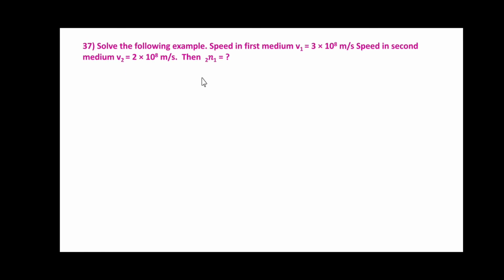Solve the following example. Speed in first medium V1 is equal to 3 into 10 to the power 8 meter per second. Speed in the second medium V2 is equal to 2 into 10 to the power 8 meter per second. Then 2n1 is equal to what?